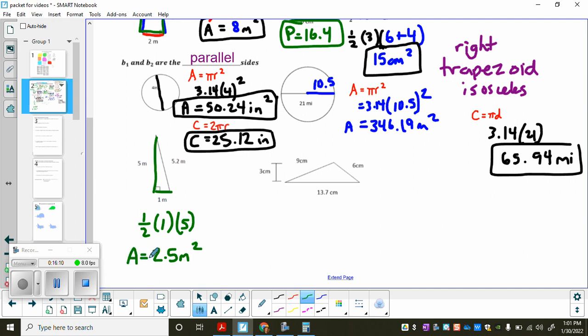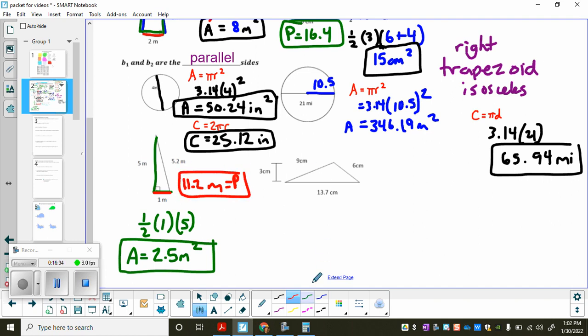Now the distance around it, we simply just add up the 3 sides. So I got 1 plus 5 is 6, and then 6 plus 5.2 would be 11.2. That's my distance around the perimeter. And I can label that actually with meters, 11.2 meters. Cool.